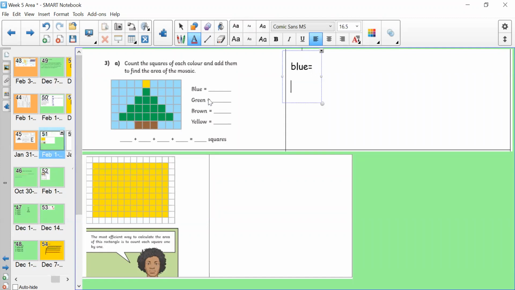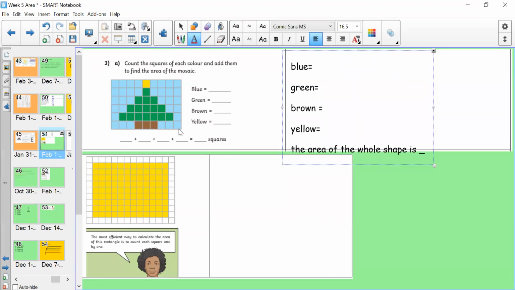Then you'll have to count the green area. And you'll just have to type it in like this, and then the brown area, and then the yellow area. And then it says you need to find the whole area of that shape. So you think about how you're going to find the whole area of that shape. And then you can write the answer sentence. The area of the whole shape is something centimeter squares.